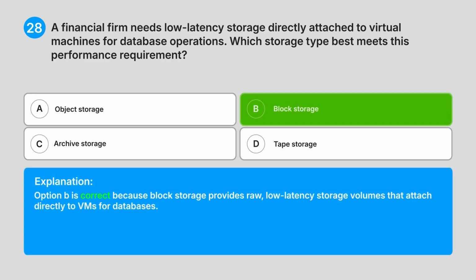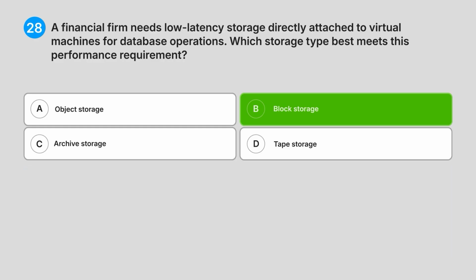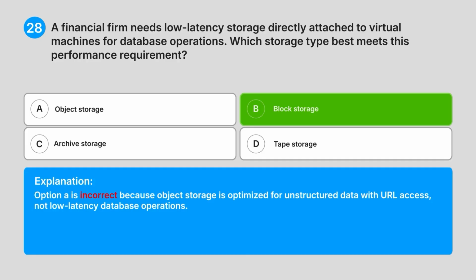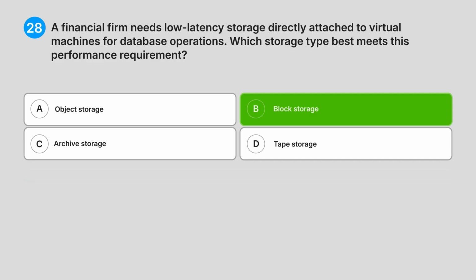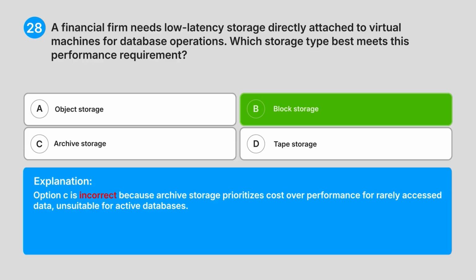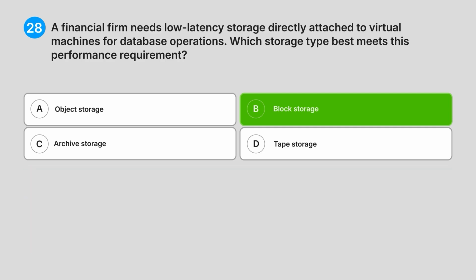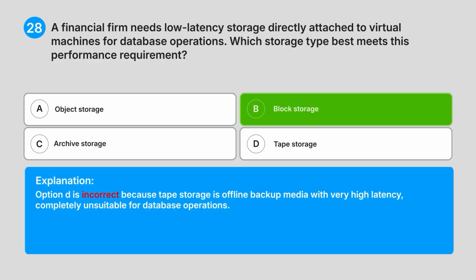Explanation: option B is correct because block storage provides raw, low-latency storage volumes that attach directly to VMs for databases. Option A is incorrect because object storage is optimized for unstructured data with URL access, not low-latency database operations. Option C is incorrect because archive storage prioritizes cost over performance for rarely accessed data, unsuitable for active databases. Option D is incorrect because tape storage is offline backup media with very high latency, completely unsuitable for database operations.